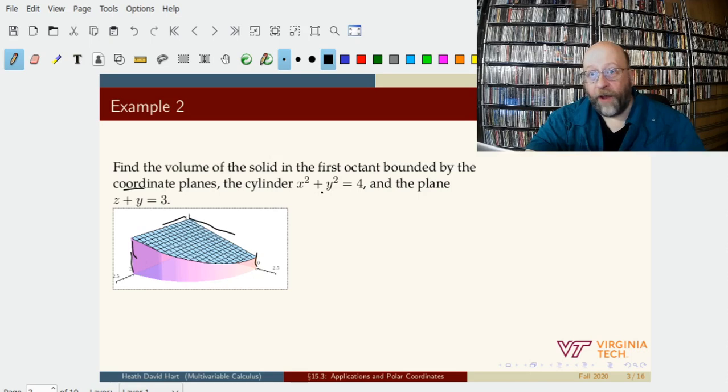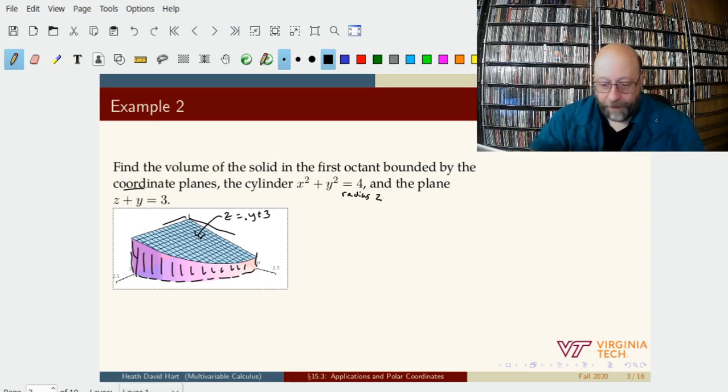The cylinder x squared plus y squared equals 4 has a radius of 2. And that's this quarter circle around here. And because it's a cylinder, we travel up in the z direction, so it forms the entire wall over here. And this plane at the top is what has our z-coordinate in it. I'm sorry, I've written that down wrong. Z plus y equals 3. And so z is equal to 3 minus y.